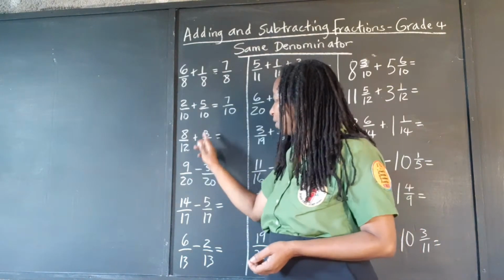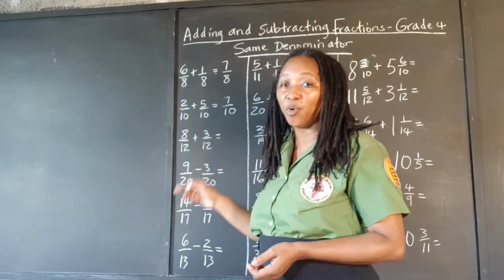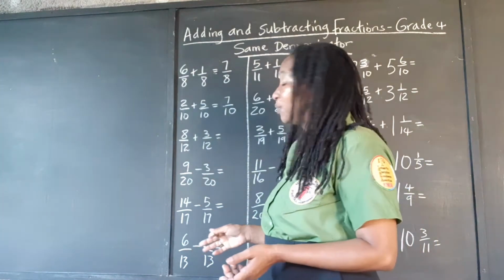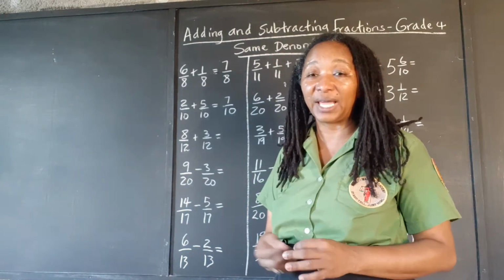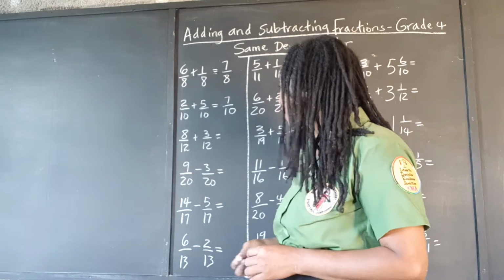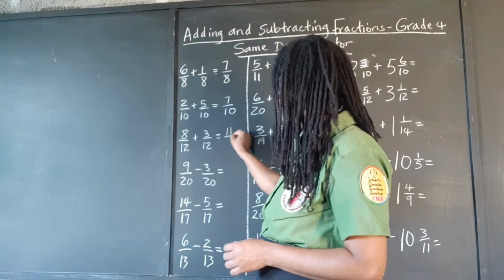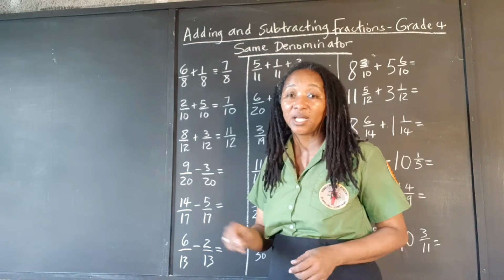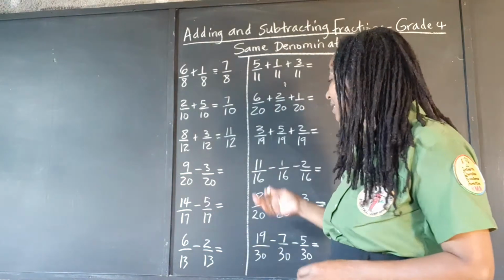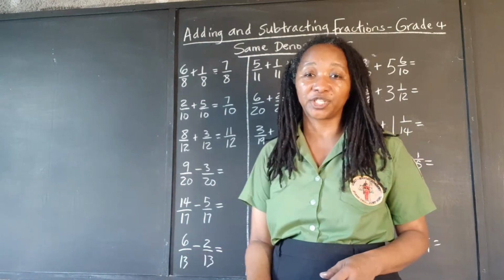8 twelfths plus 3 twelfths. They are both over 12 already. We don't have to be worrying about finding the LCM and anything like that. We simply add the 8 and the 3 and we get 11 over 12. Right? Pretty simple. And the same applies for subtraction.